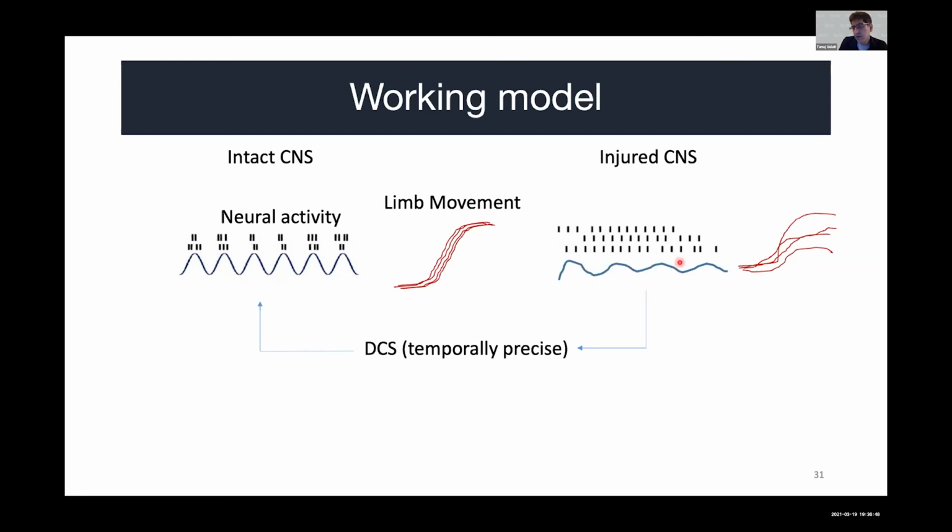The LFOs become scattered, the spiking activity becomes scattered, and this is also related to the production of inconsistent, non-stereotyped, variable movements. But with temporally precise direct current stimulation, we can restore this injured CNS to a state of an intact CNS. And we are really excited about taking this forward and seeing if we can take this into a clinical trial and test this in patients as well.